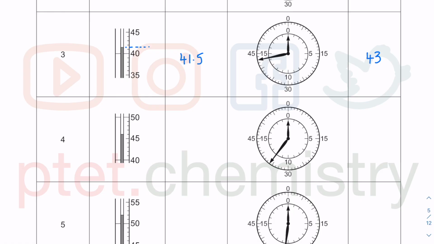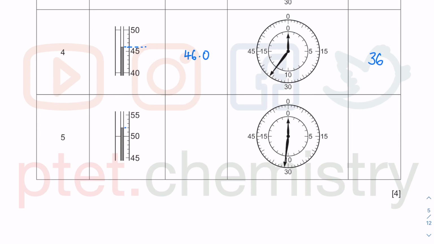For the thermometer, next one, we have 46.0, and the time there is 0 minute for the short hand, and the long hand 35, 36 seconds there. Last but not least, we have 52.0, as that's 50.0, 51.0, 52.0 degrees Celsius. And then this one is the long hand for 30 seconds, 31 seconds there. And that's it for that, easy 4 marks there.